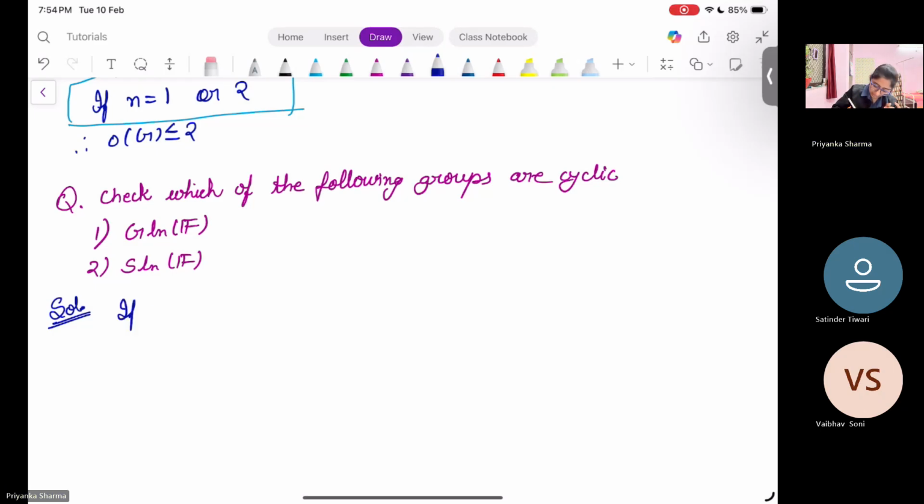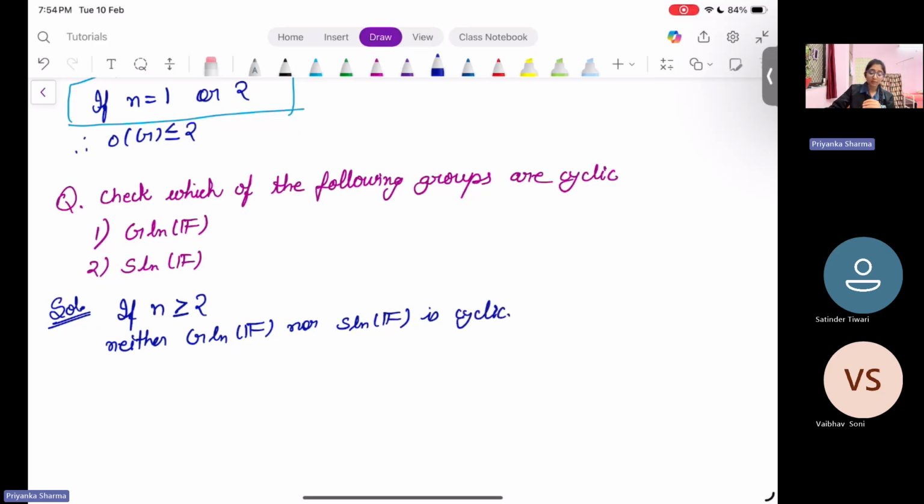It means if n is greater than or equal to 2, neither GL_n(F) nor SL_n(F) is cyclic. I'm not saying whether F is a finite field or infinite field. For both cases, GL_n(F) will be a set of matrices of order 2 by 2, 3 by 3, 4 by 4, and so on. You will have non-commutativity there, you will have non-cyclicity there. That's it. But what if n is 1?